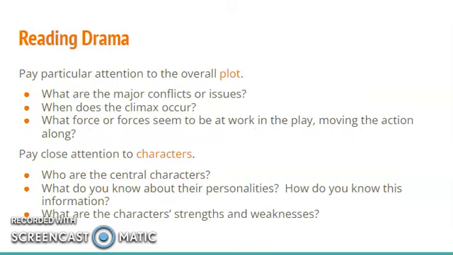So when reading drama, you need to pay particular attention to the overall plot. Ask yourself, what are the major conflicts or issues? When does the climax occur? And what force or forces seem to be at work in the play moving the action along? And then you also have to pay very close attention to characters. Who are the central characters? What do you know about their personalities? How do you know this information? And what are the characters' strengths and weaknesses?